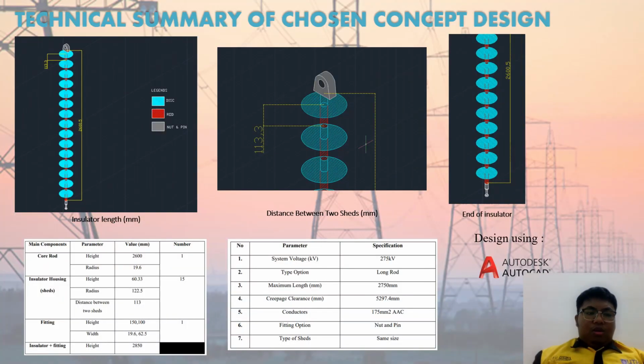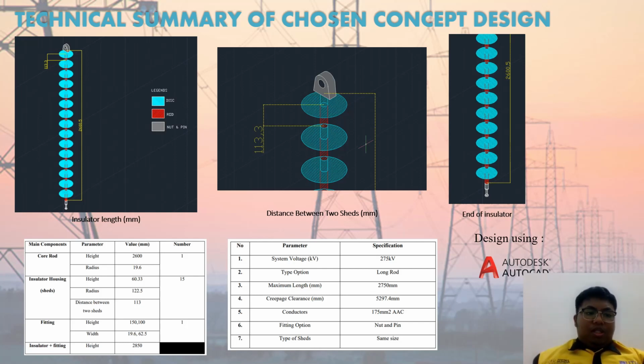Next, we will go to the technical summary of the chosen concept design. The insulator that we chose is a 275 kilovolt polymeric insulator, and it is supposed to be in the same shade. For the first design, we used Autodesk AutoCAD to design this insulator. From here we get three pictures from the AutoCAD software.